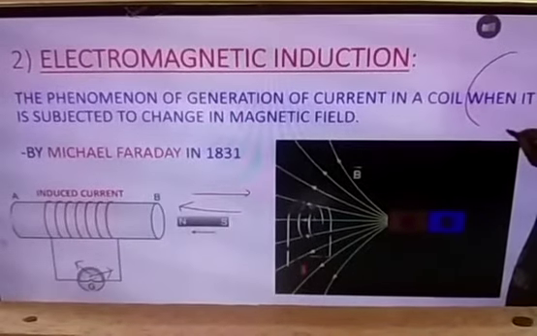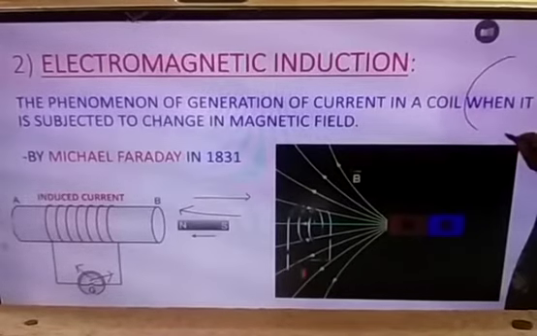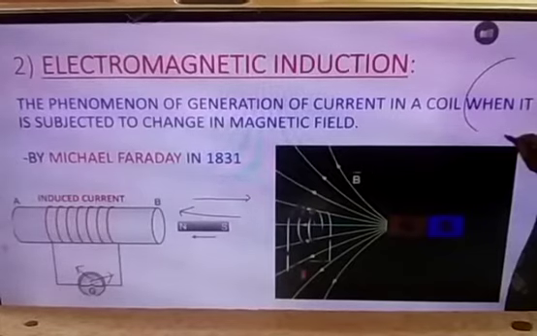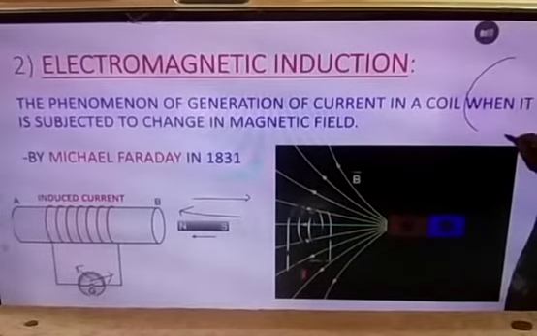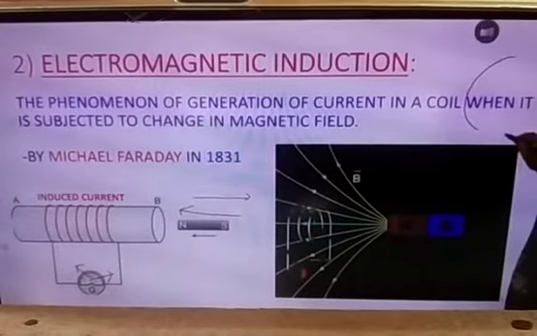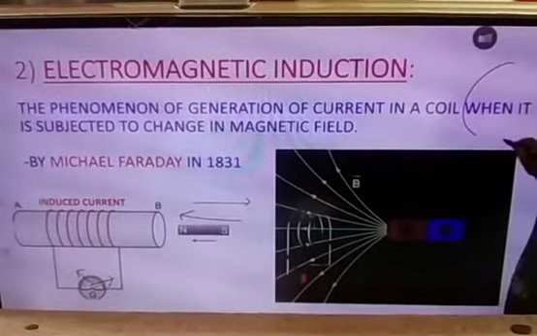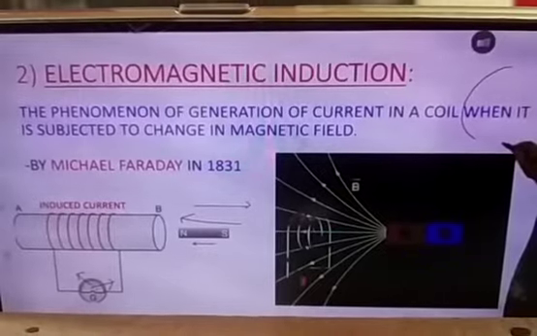We conclude that a potential difference is induced in coil 2 whenever the electric current in coil 1 is changing, starting or stopping. Coil 1 is called the primary coil and coil 2 is called the secondary coil. As the current in the first coil changes, the magnetic field associated with it also changes.